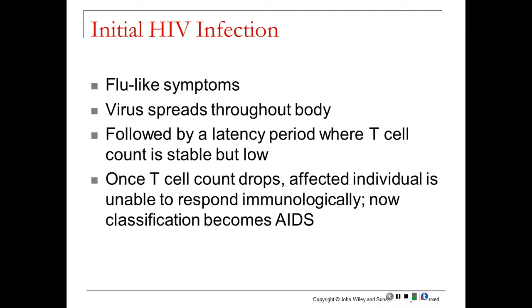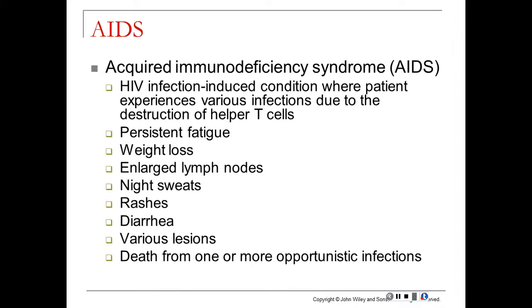The initial HIV infection presents like the flu. The virus then spreads throughout the body. Then there's a latent period where the T cell count is stable but a little on the low side. Once that T cell count drops, however, the infected individual is unable to respond immunologically. Now the classification becomes AIDS, or acquired immunodeficiency syndrome. In this case, the body is unable to fight off something as simple as a cold or the flu.